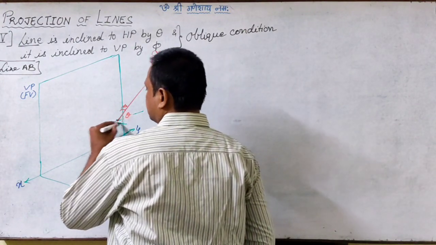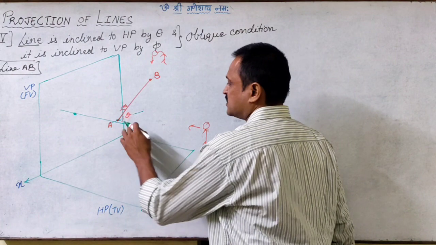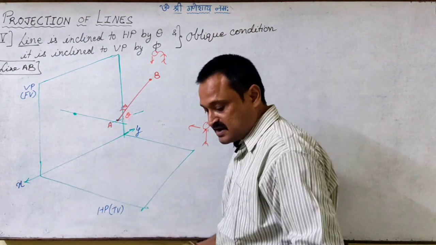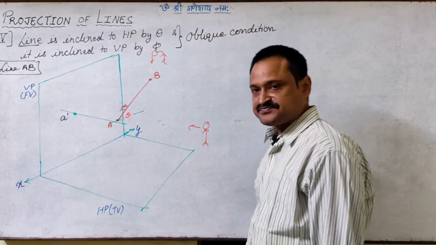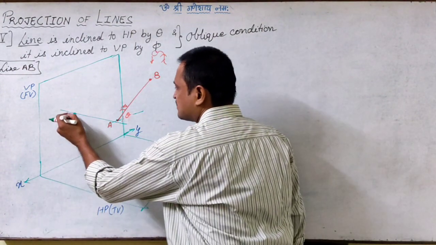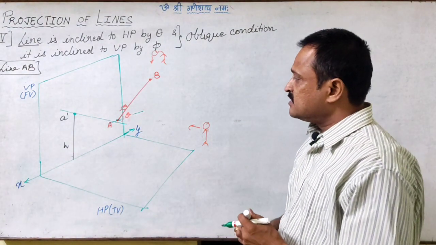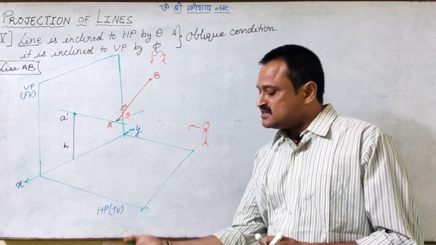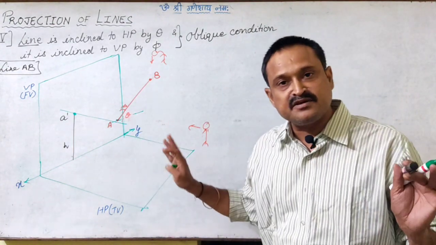So wherever it will meet the vertical plane, we will get the front view image of A as A dash. A is at some height, let us say H. But in this case, the line is inclined to HP.